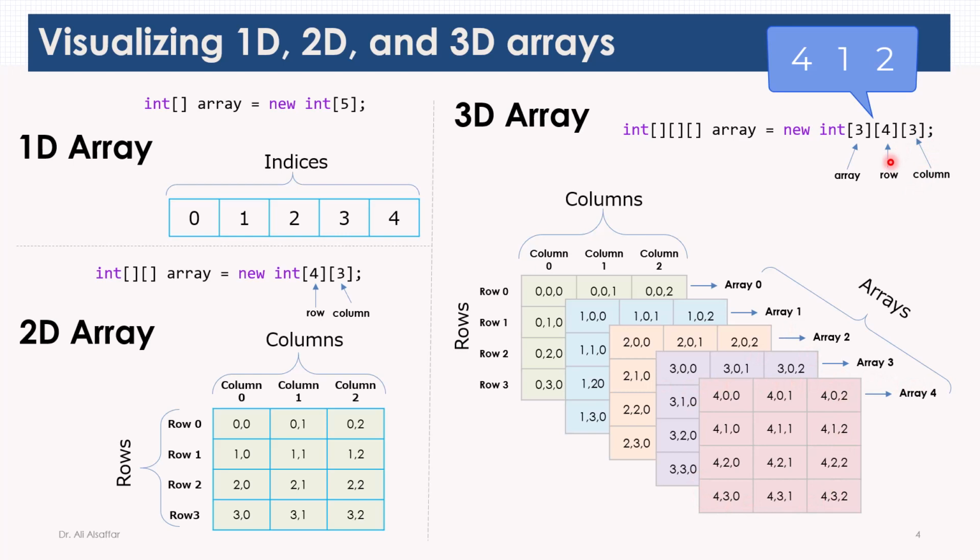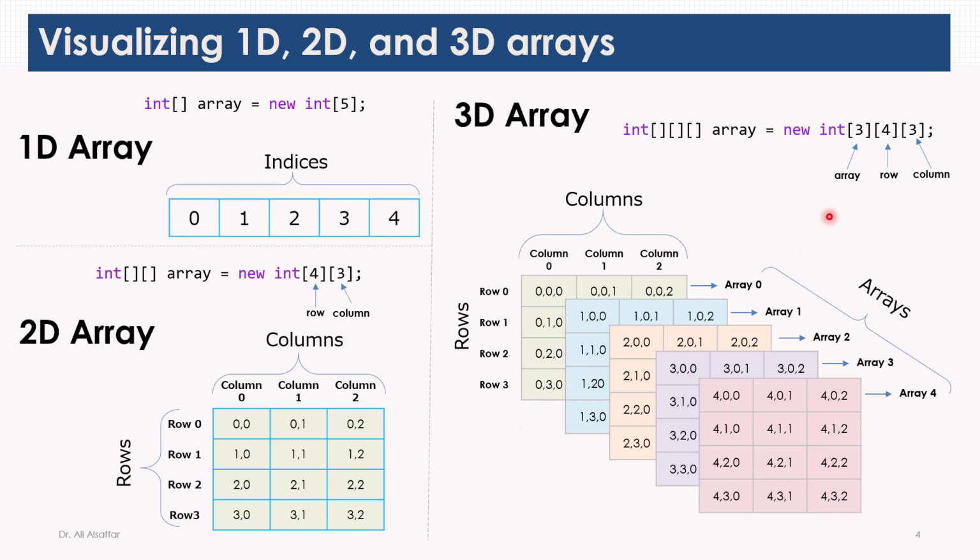And the second dimension, as we said, 1 and 2. So we are referring to row 1 and column 2. So this is array 4, this is row 1, and where is column 2? This is column 2, so this is the entry 4,1,2, so we are referring to this element.